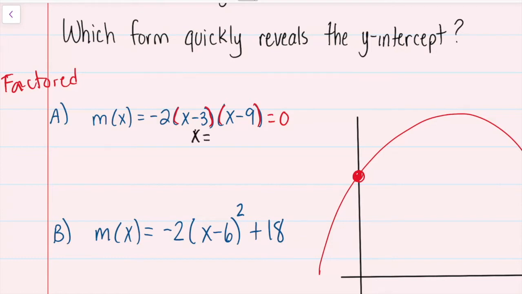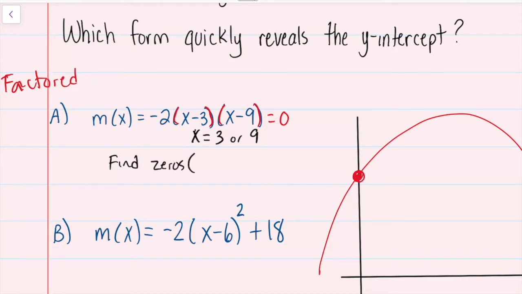Because you know x could be +3 or +9. In other words, an x that makes this parenthesis equal 0 or this one equal 0, because once you multiply everything, it'll give you an answer of 0. So that's factored form. It's good, and I'm going to write that on the right here. This one is good to find zeros.